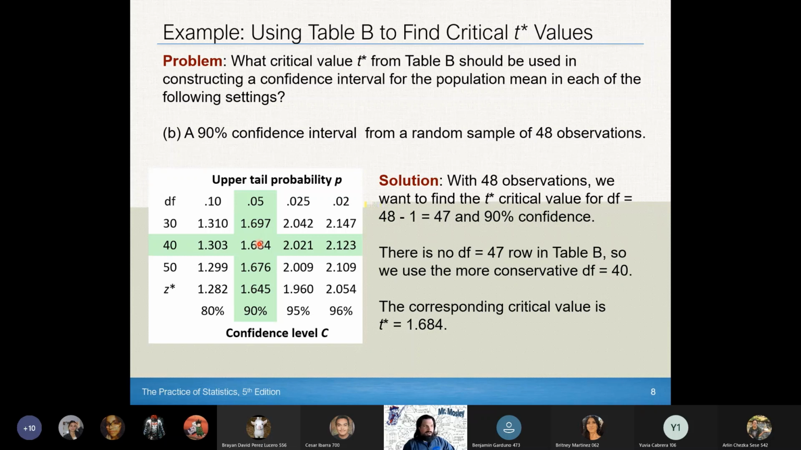Are there any questions about how to use table B here for these examples? And table B will be included in the tables and formulas that you're provided on the AP exam. You just need to know how to use it.